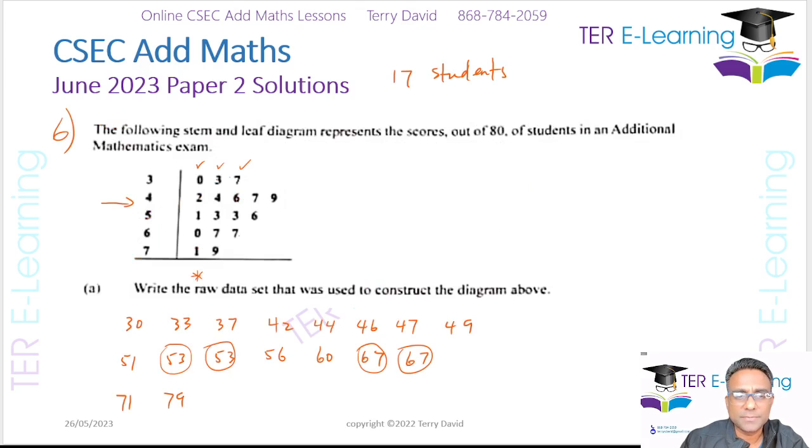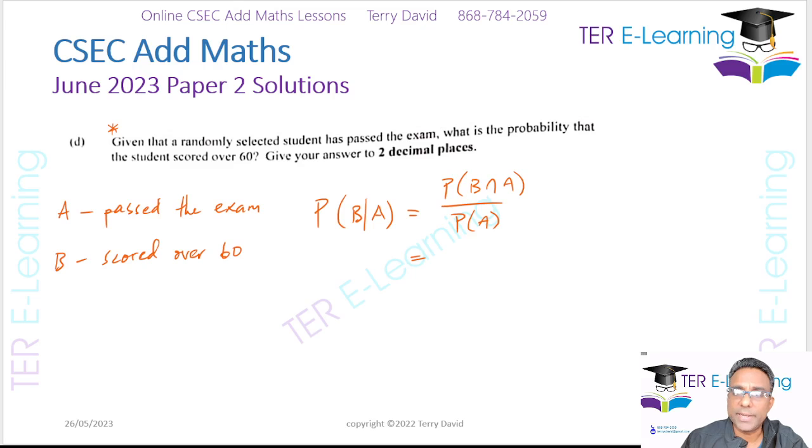Where is 60? So we're looking at the 60 line here. This is going to be 1, 2, 3, 4, 5. There are 5 students that happened to. So the probability of you passing and getting over 60 is going to be 5 over 17.